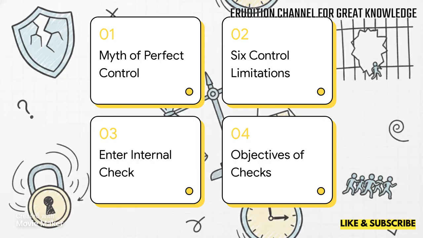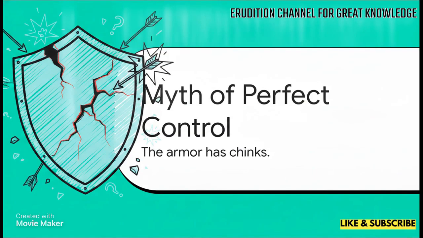Here's our roadmap for today. We'll start by tackling the myth of perfect control. Then we'll detail the 6 inherent control limitations, introduce the concept of the internal check, and finally wrap up with the objectives of internal check. Let's get to it. Section 1. The Myth of Perfect Control.